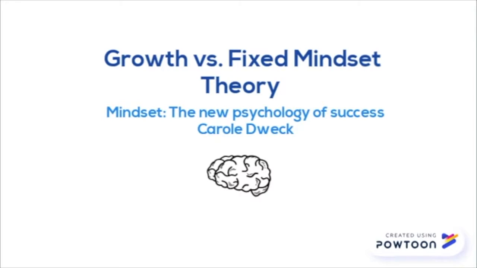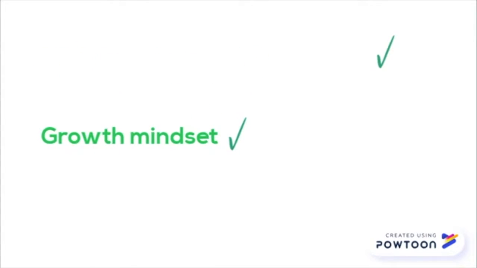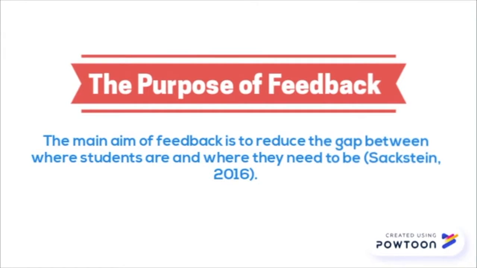When students develop a growth mindset, they are able to take on board constructive feedback and use it to target their learning needs to improve their performance and expand their learning opportunities. Once you have developed and set clear and explicit expectations of a safe and supportive learning environment, and students understand the importance of a growth mindset, you can introduce them to the basic steps of providing effective feedback to their peers.